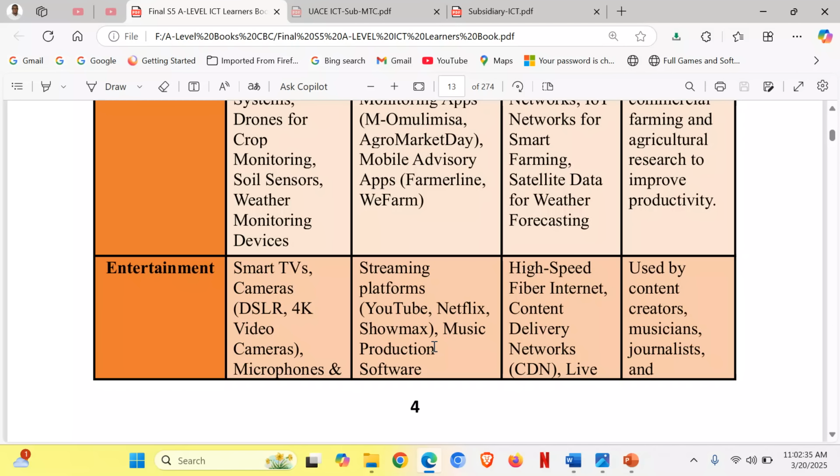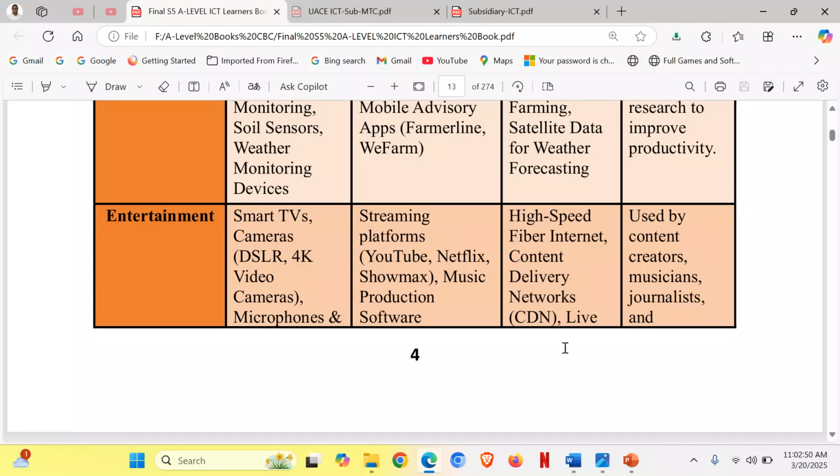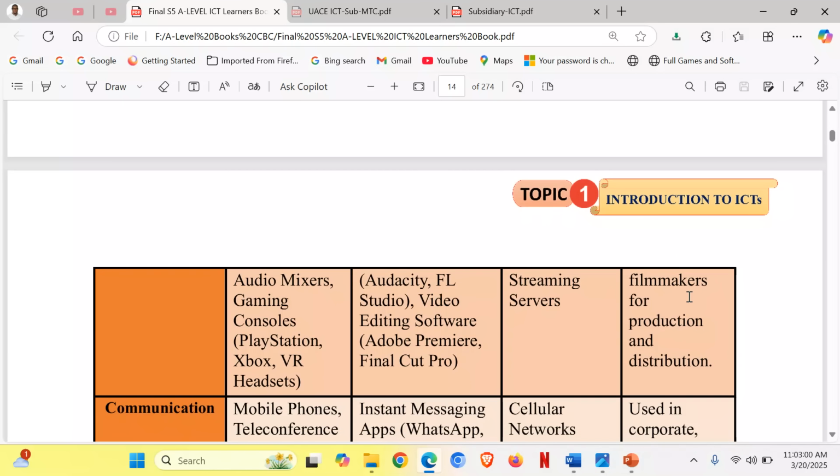How about the network ICT tools? We have high-speed fiber internet. We have content delivery networks, CDN. We have live streaming services. So all those are network ICT tools. These are used by content creators, musicians, journalists, and filmmakers for production and distribution.